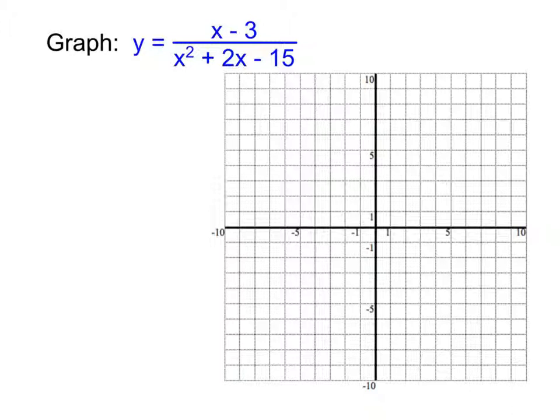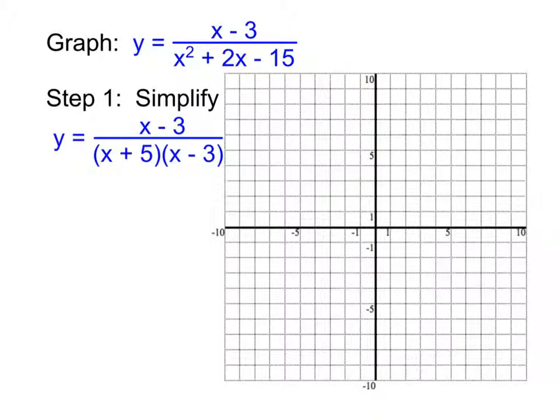Now, remember our process. It's been about a week since we've done a whole lot of simplifying. The very first thing we do then is we factor our denominator. Yes, that is factorable. In this case, it's going to factor down to x plus 5 times x minus 3. Notice what that does for us. The x minus 3's are going to cancel out, which means that this original equation is equivalent to just y equals 1 over x plus 5.